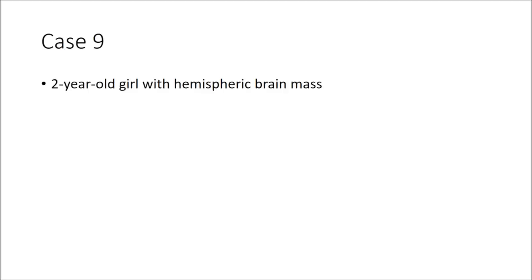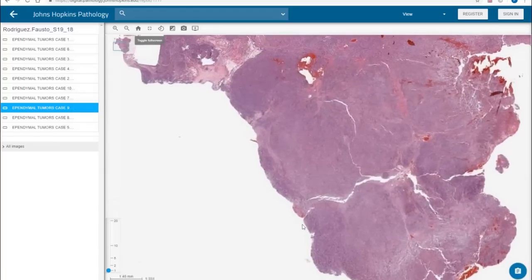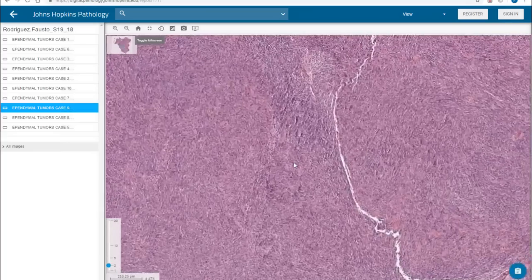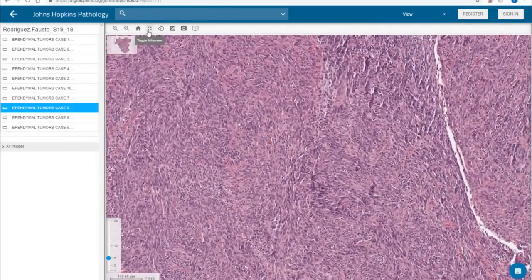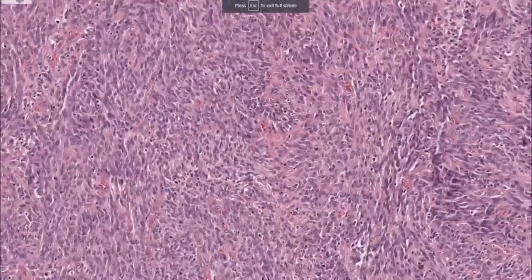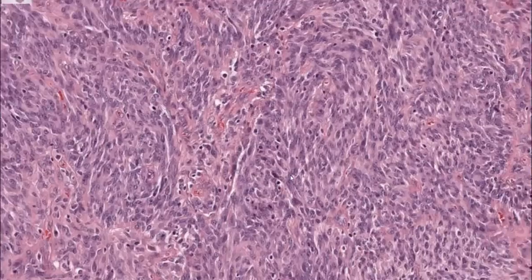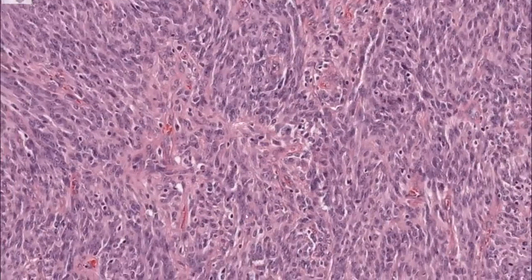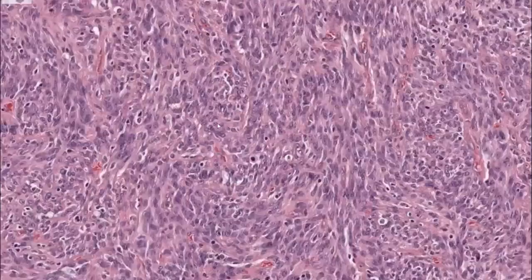Moving into the next case, number 9. This is a 2-year-old girl with a hemispheric brain mass. Seeing again a very cellular neoplasm, with some lymphocytes, but also increased mitotic activity in some regions.